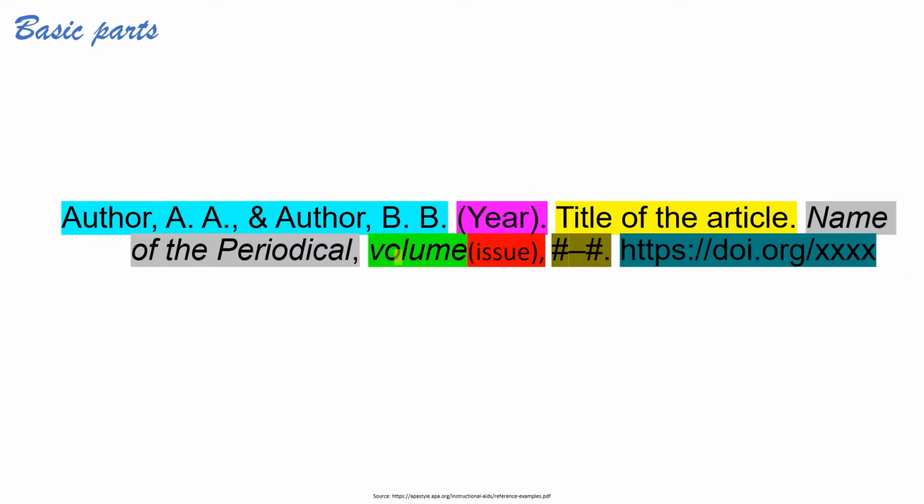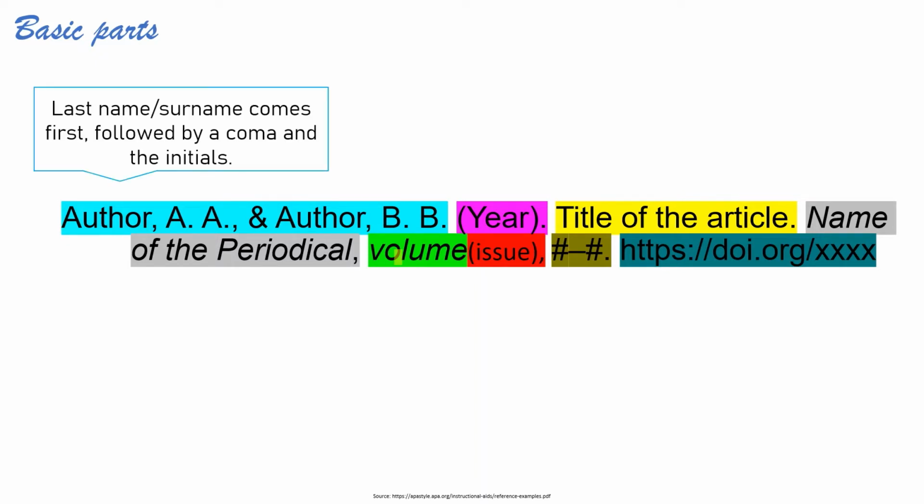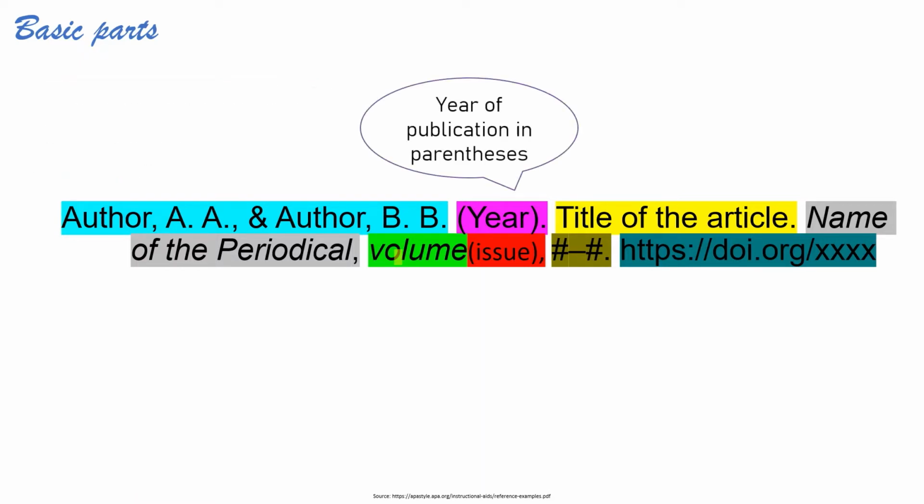Now, let's take a look at the basic parts of a complete reference using APA 7th edition. The first part is the author's name. It is written in inverted manner, wherein the last name or family name comes first, followed by a comma and initials of the author's given name and middle name. If there are two or more authors, use ampersand. Include all the authors.